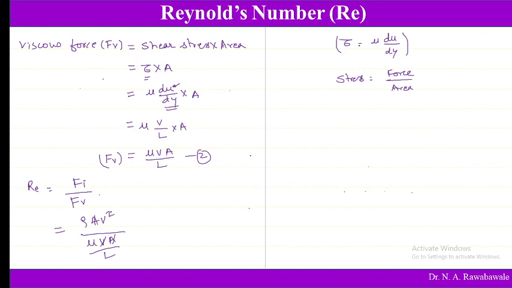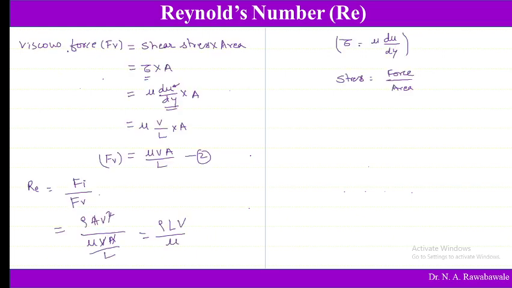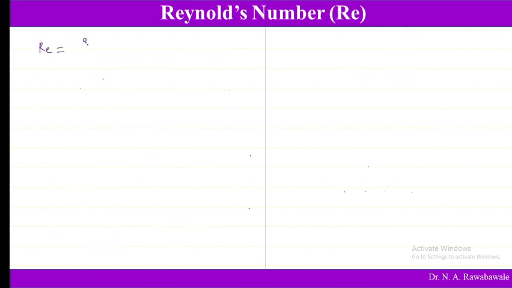So V gets cancelled. So what is going to remain is rho LV divided by mu. So this is Reynolds number Re, which we have obtained here as rho LV divided by mu.